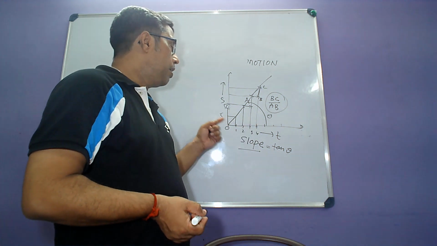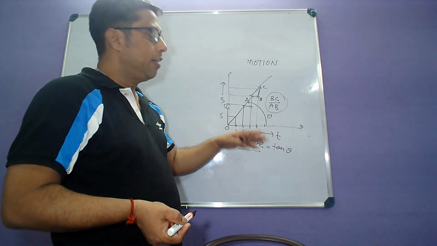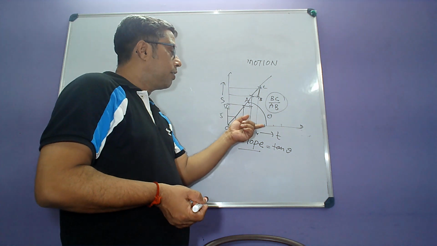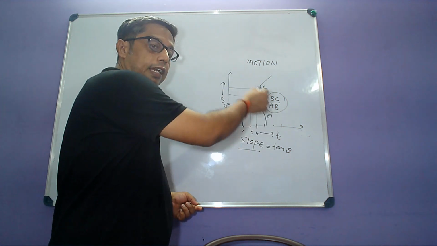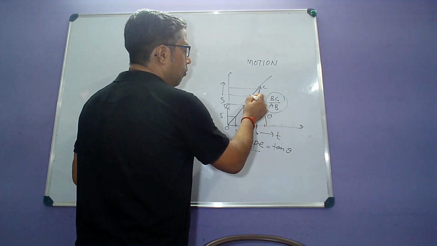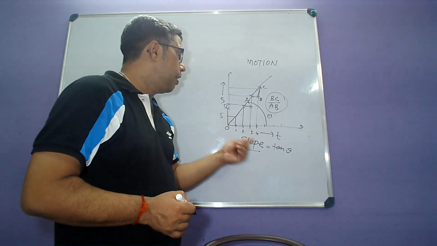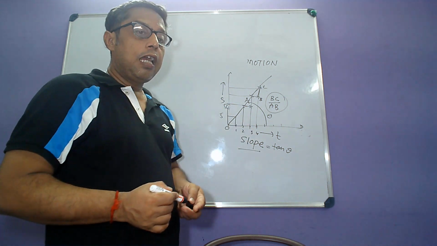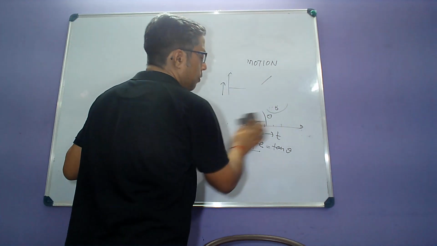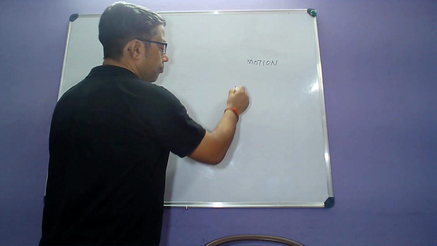So slope means the alignment of a line with the positive x-axis in the anti-clockwise direction. Positive angle means anti-clockwise direction, like this. So this is slope. We are using this for any graphical relation, like distance-time. The same we will be using for the velocity-time graph. So let me show you how we are using the slope in the velocity-time graph.